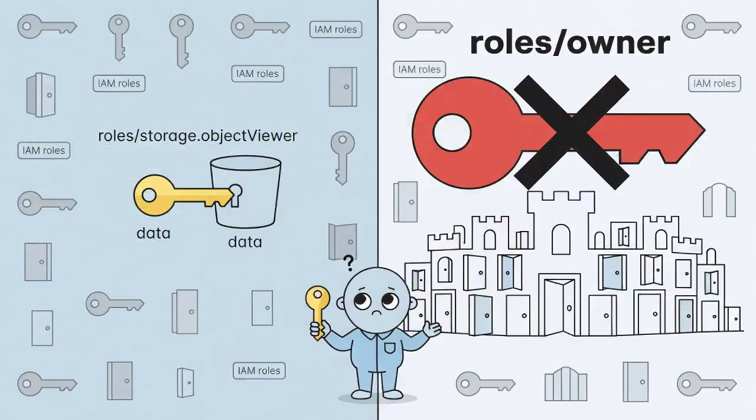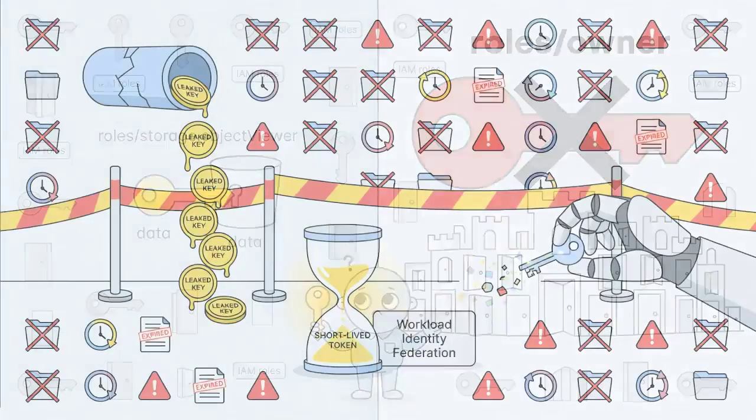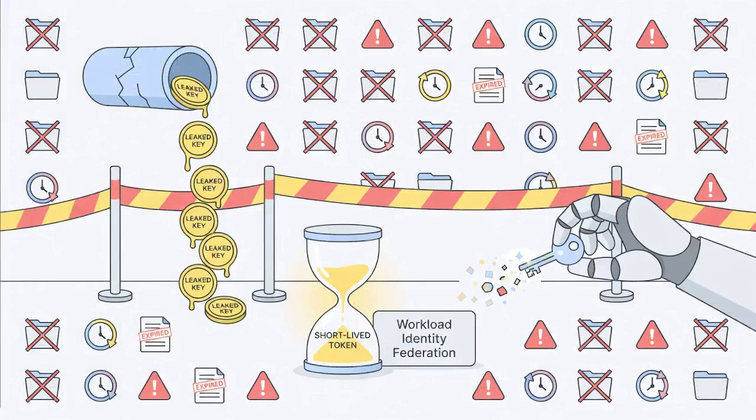Least privilege means handing the service account only the narrowest IAM role it actually needs. A read-only worker gets roles/storage.objectViewer, never owner. One key, one door, one job. Long-lived keys are toxic. They leak through logs, repos, and screenshots, and they never expire on their own. The modern fix is short-lived tokens or workload identity federation.